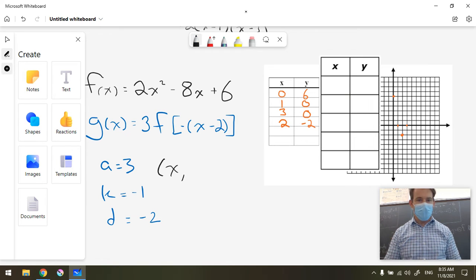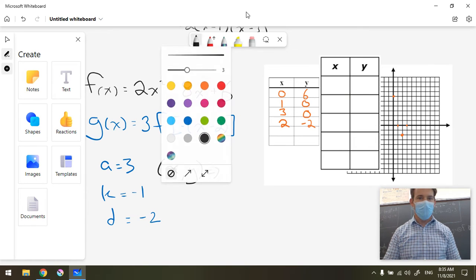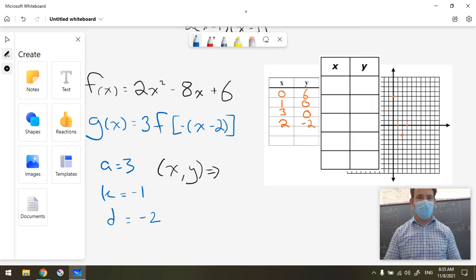An xy that's in f of x is going to transform according to this formula here. In g of x, I'm going to have 3 multiplied by my y, so that's like 3y. There's no c, so I'm not doing anything to that. But with the x's, I'm going to have negative x because of the k, and then I'm going to subtract 2. Okay? And it's going to look like that. These points are going to transform in this way.